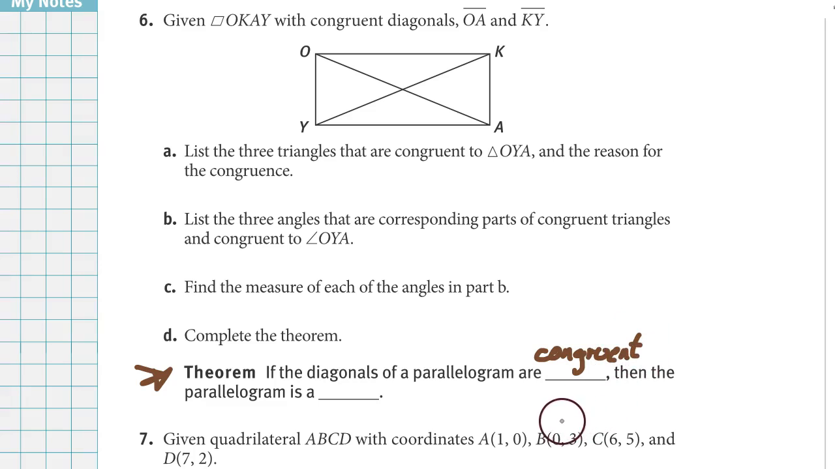If the diagonals of a parallelogram are congruent, then the parallelogram is a rectangle. So here is yet another criteria we can use to determine if a 4-sided shape is a rectangle. First, we would look to see, is it a parallelogram? And then draw the diagonals. And if those diagonals are congruent to each other, then we know for sure that it is a rectangle.